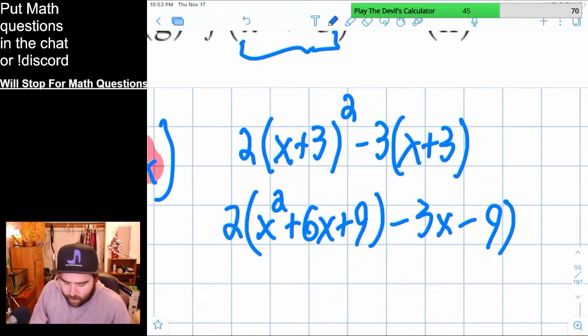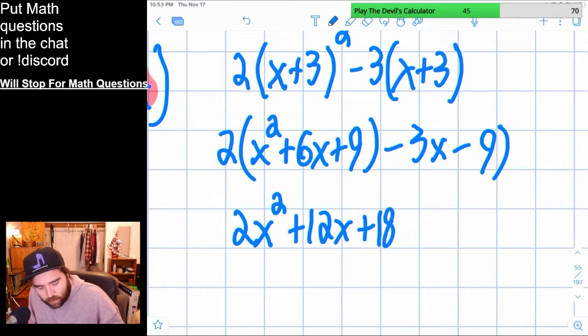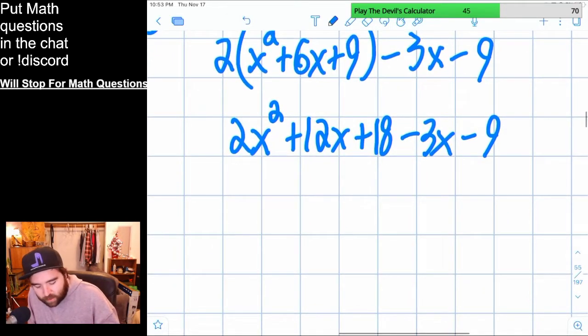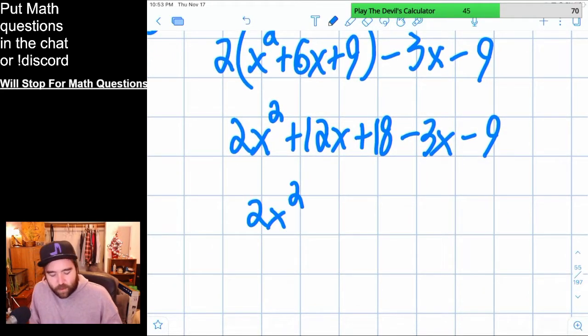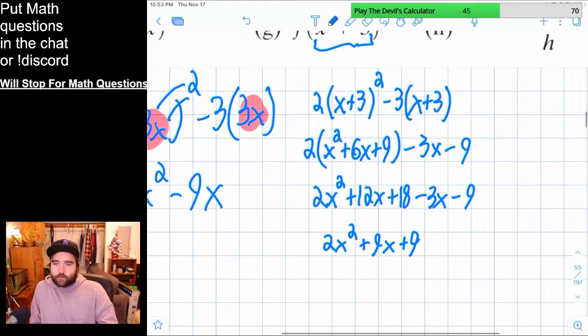So now we'll just keep going a little. So we'll distribute this: 2x squared plus 12x plus 18 minus 3x minus 9. Don't need those parentheses there anymore. And then just combine like terms. So we just have the 2x squared. 12x minus 3x is 9x. 18 minus 9 is 9. So plus 9.